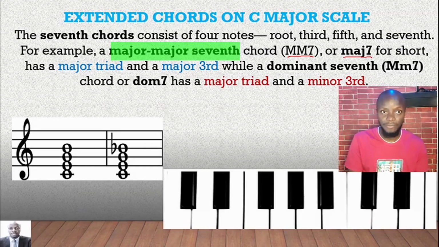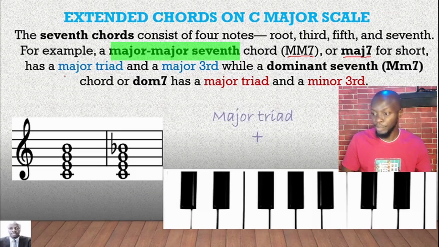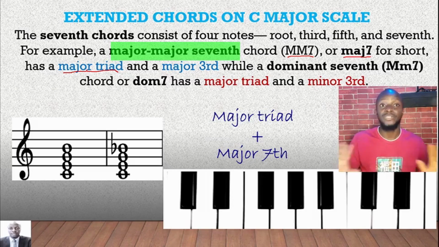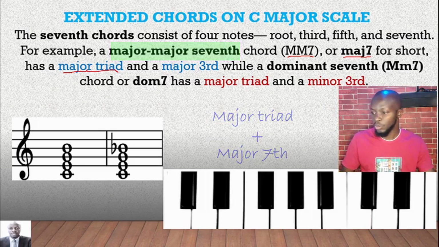A major 7th means it has a major triad, that is the first 3 notes, the root, the third, and the fifth, will form a major triad. The extension now is a major third. So the 7th, from the 5th to the 7th, is a major third. Or simply you can say a major triad, then a major 7th. That's a major 7th. We also have another arrangement.